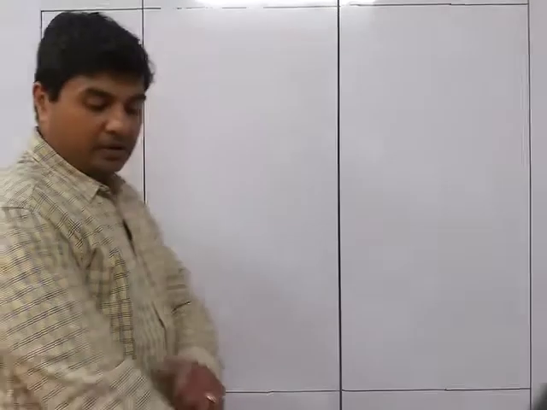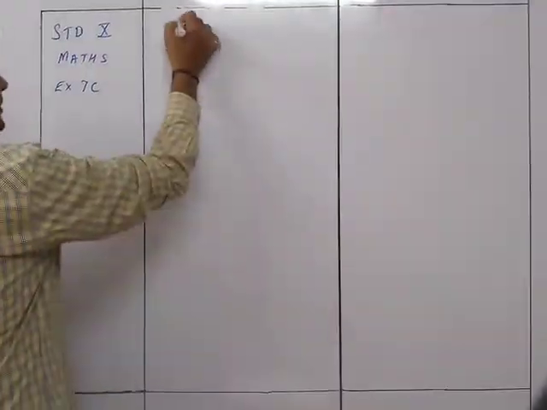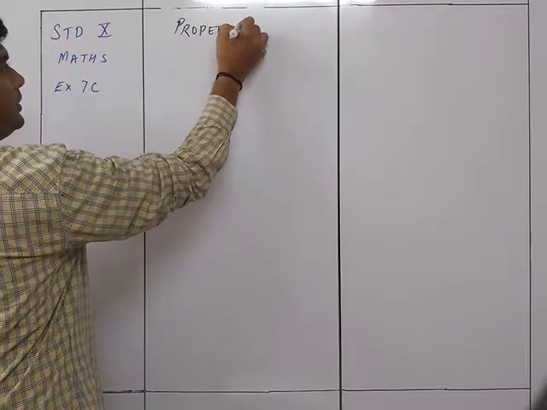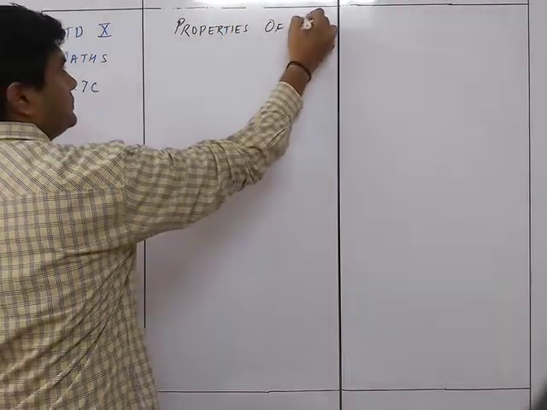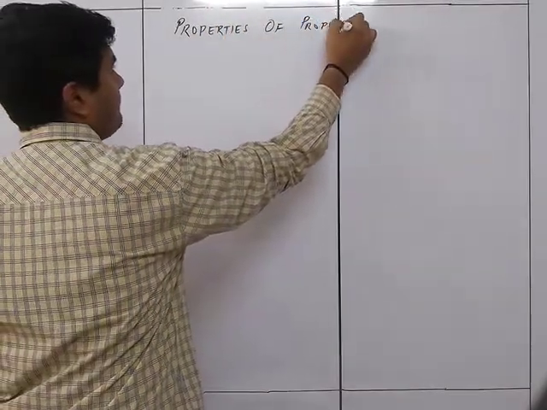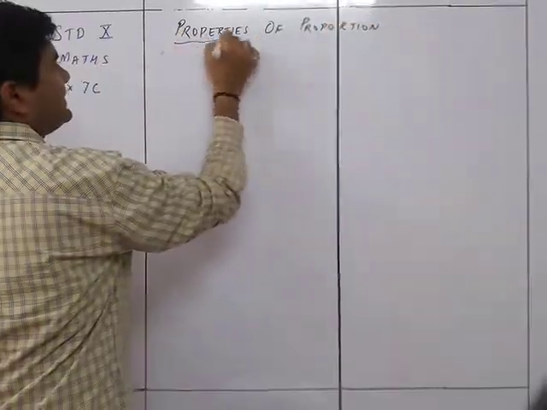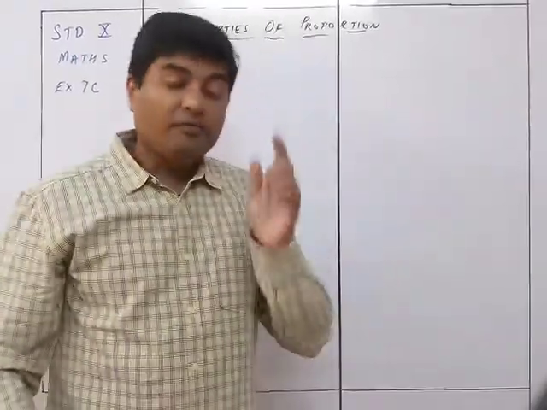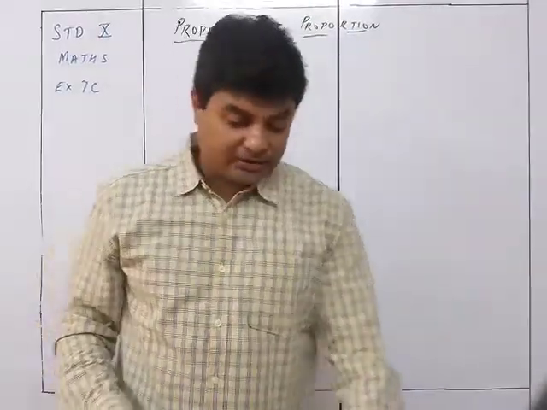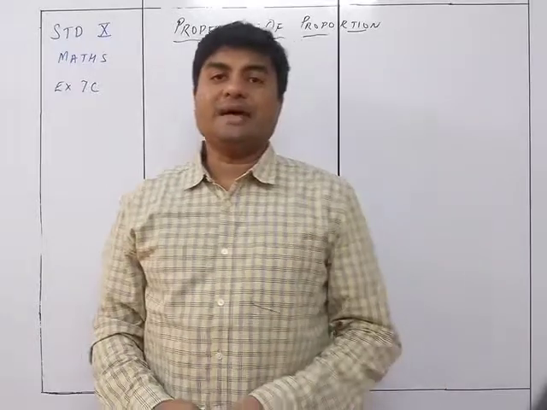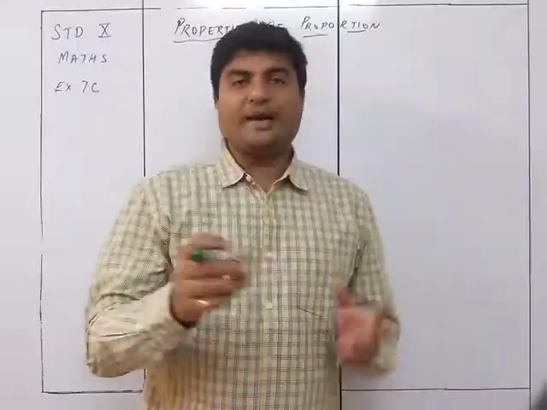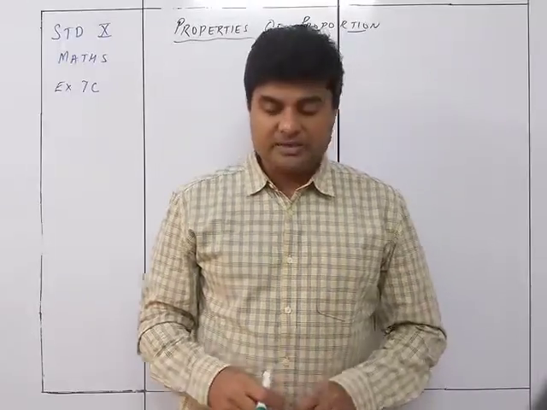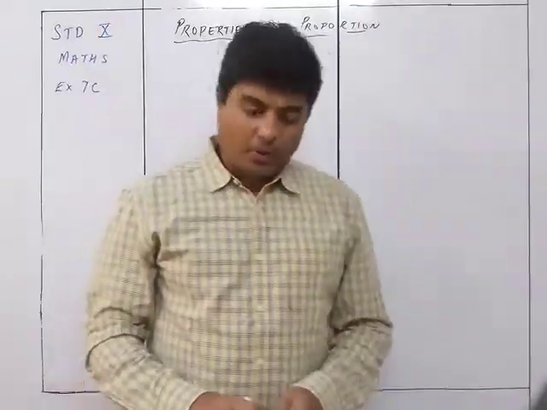So what we have over here are called the properties of proportion. These are some properties of proportion which we need to understand, and we'll be using these properties while solving the sums. Any sum which says show that something is equal to something, at that time we will be using these properties. So it's a very important part of the chapter.